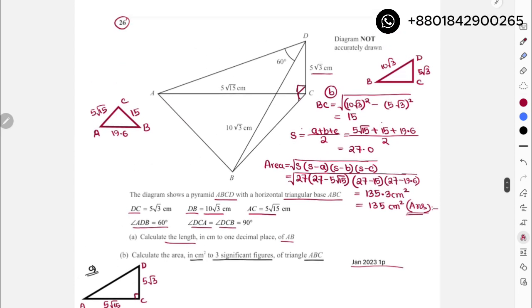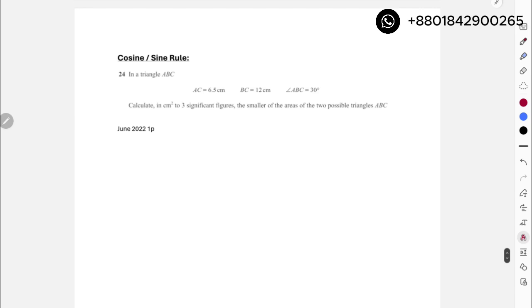Now, let's move on to your sine cosine rule. Now again from sine cosine rule, you have to use that. This is also related to trigonometry, right? That's why we're using this. This question is 24 from June 22. It says that in a triangle ABC, AC, BC and the angle ABC is 30 degrees. Calculate in centimeter square to three significant figures the smaller area of the two possible triangles ABC.